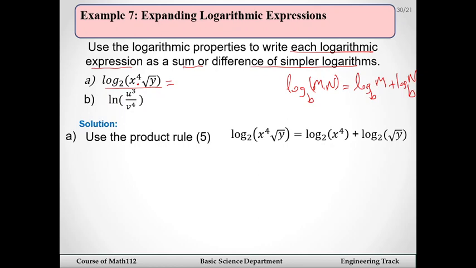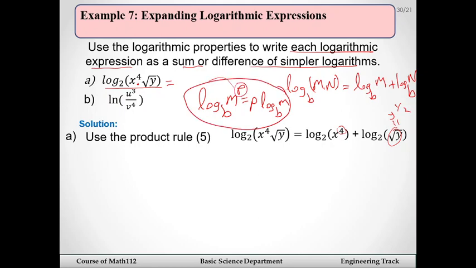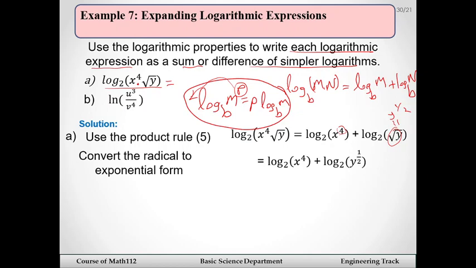The next thing I can use: how about dealing with this radical? I can write this one as y to the 1/2. Do I know anything about this log? Let me write the rule. The rule is log base b of m to the p is equal to p times log base b of m. So I can take this power to the front. First I convert the radical to exponential form, that's 1/2. Then I use this formula, so I can take them and put them in the front.